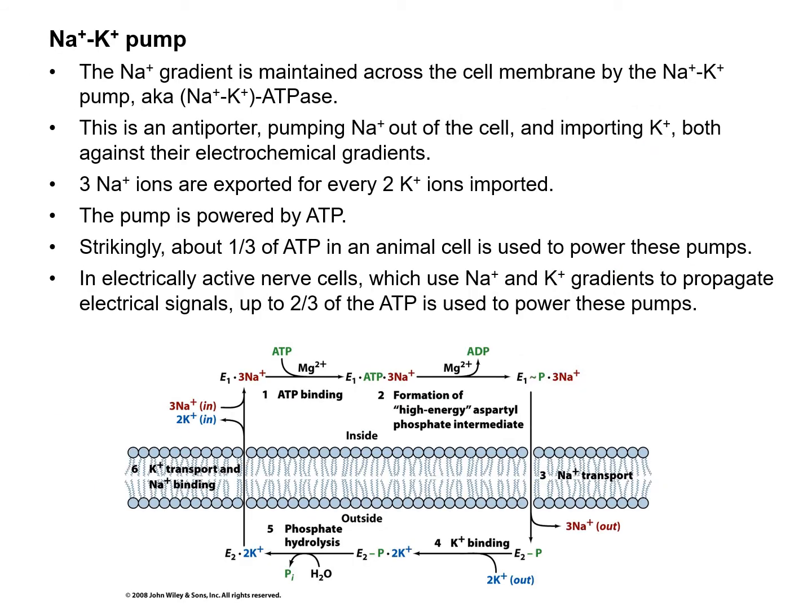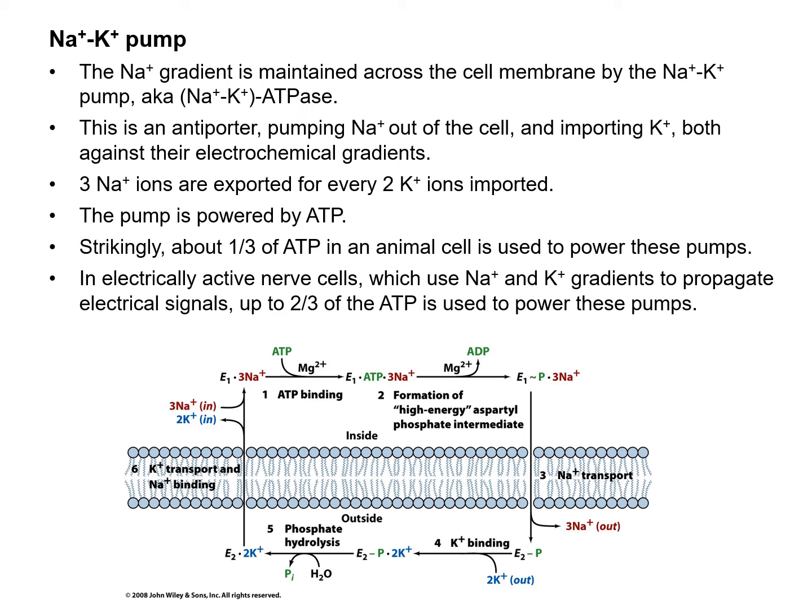One well-known coupled carrier is the sodium-potassium pump, which maintains the sodium ion gradient across the cell membrane, and it is also called sodium-potassium ATPase because it consumes ATP for such processes. This is an antiporter, meaning that it pumps sodium ions out of the cell and imports potassium ions, both against their electrochemical gradients. You can see its cycle of processes here. Basically, what it does is pump out 3 sodium ions and import 2 potassium ions per cycle. And this pump is powered by ATP, and that's why it's called ATPase.